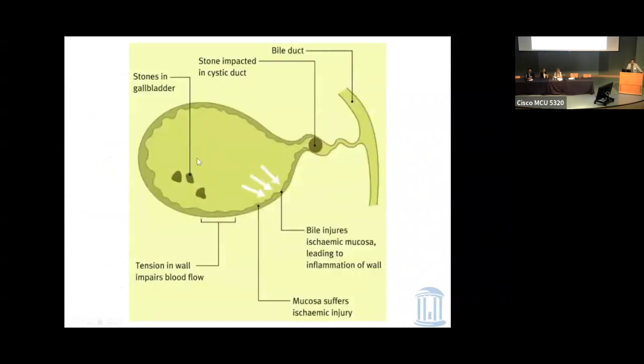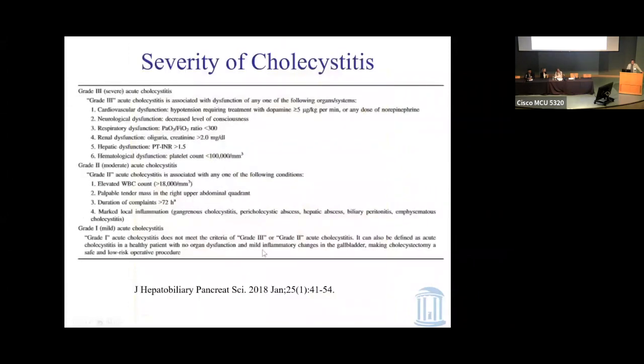Also, as a reminder, I'm sure everybody's aware that the cause of calculus cholecystitis is impaction of a stone into the cystic duct, which leads to tension in the wall, ischemia, and cholecystitis. This slide is not meant for you to read, but it's important to realize that there are grades of severity of cholecystitis ranging at the bottom from very mild to very severe.